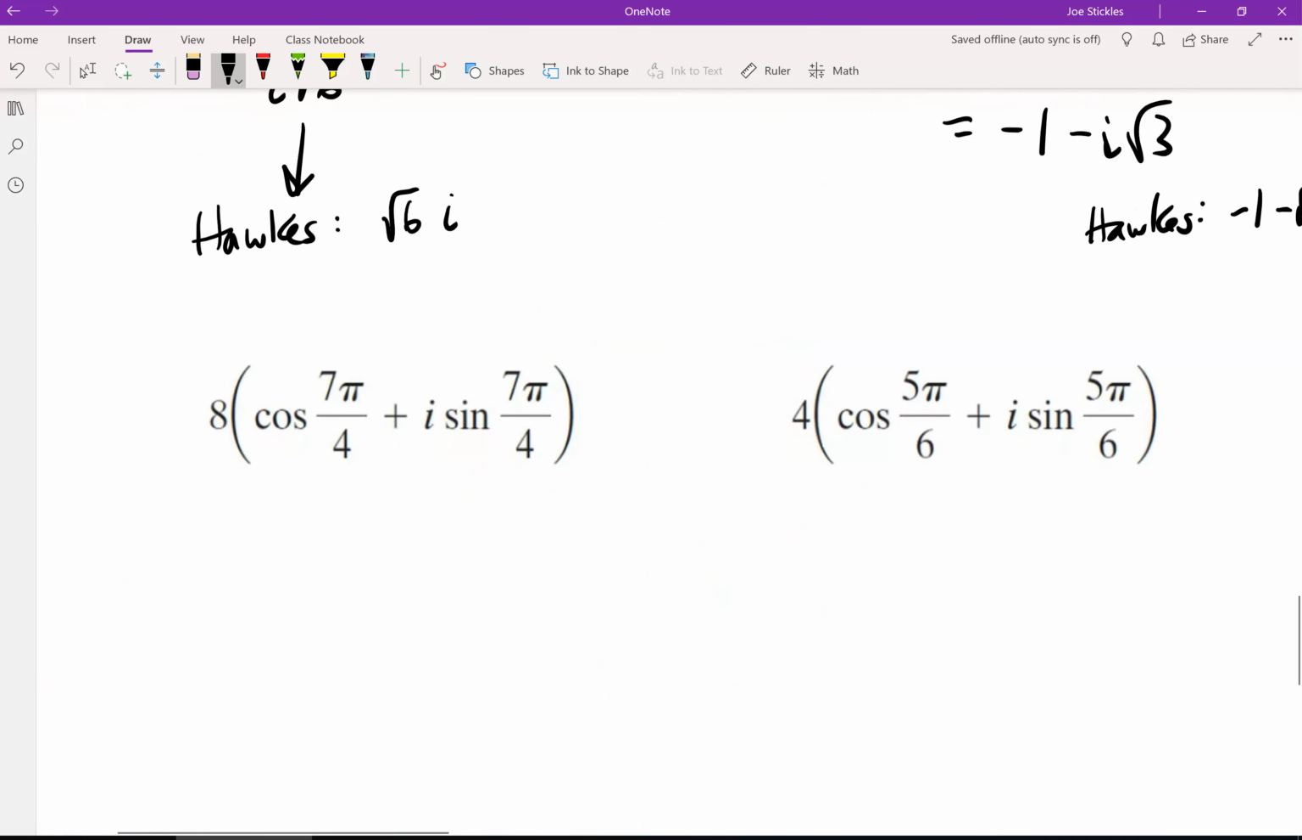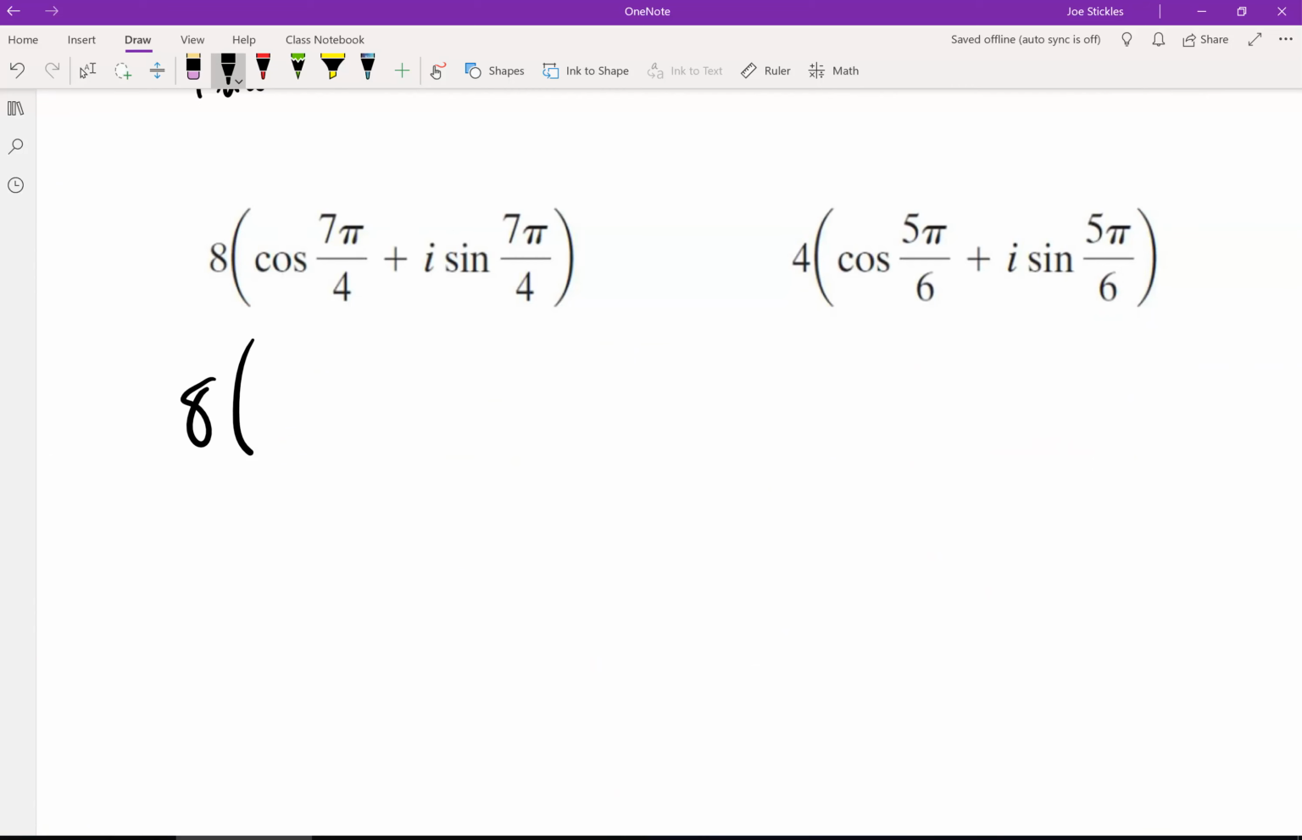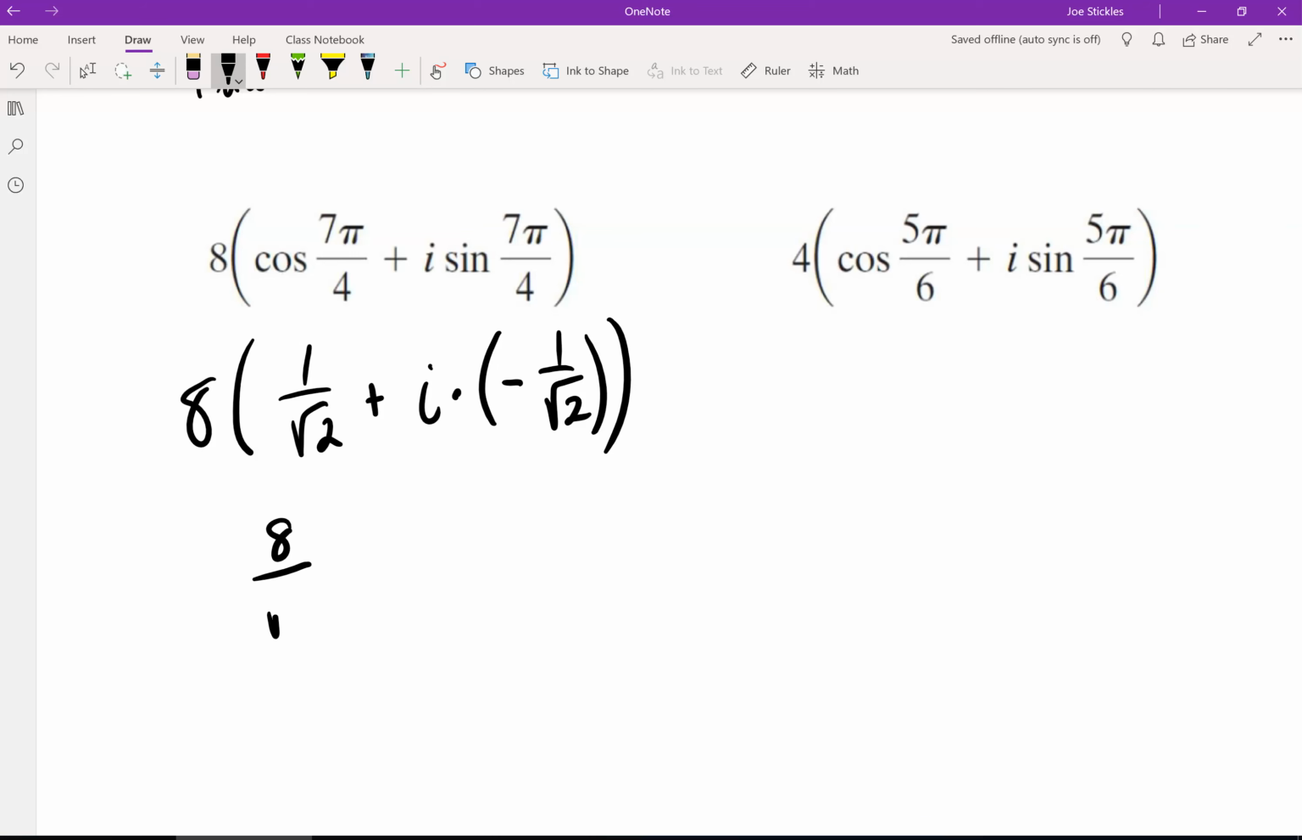All right, last two. 7 pi over 4 is in quadrant 4, so cosine is positive. It's a pi over 4 angle, so that's 1 over root 2. 7 pi over 4 is in quadrant 4, we just said, which makes sine negative. And again, it's a pi over 4 angle, so that makes that 1 over root 2. So if you're distributing this, it would be 8 over square root of 2 minus, actually I would probably write it as 8i over the square root of 2.